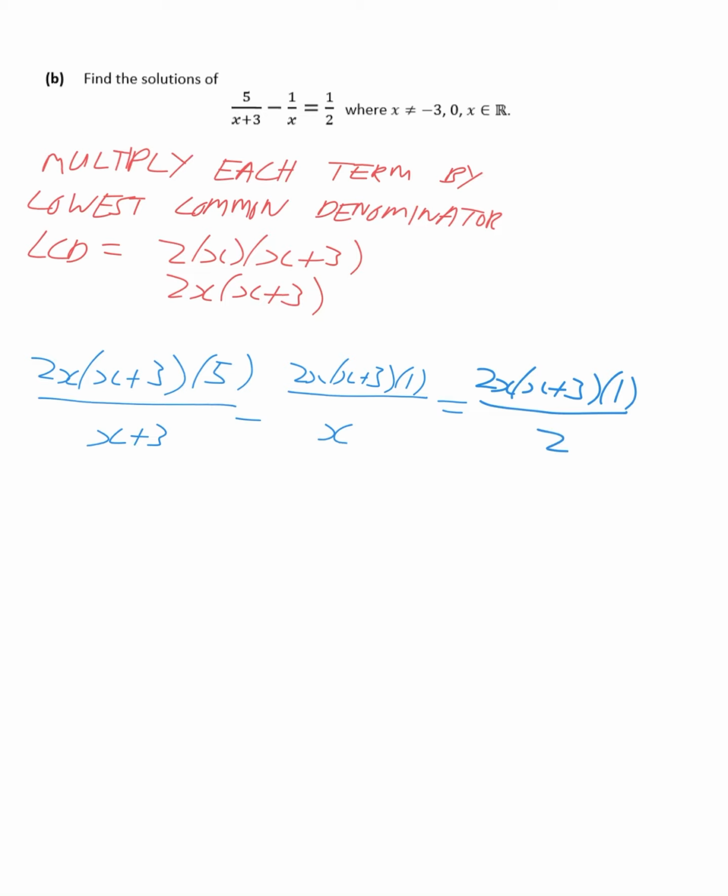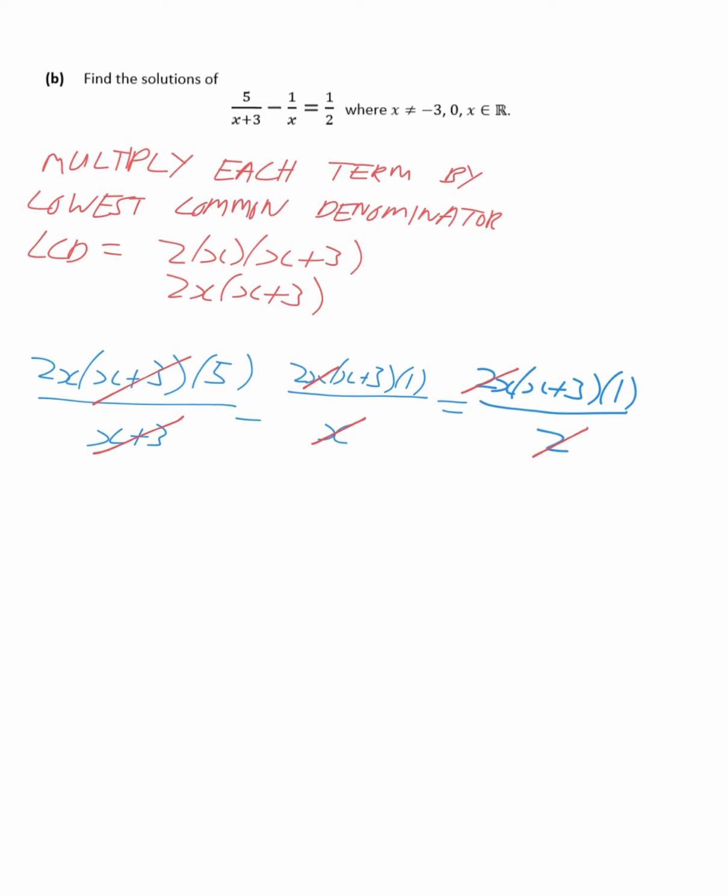Now from here we can simplify. So I can see in the first one here there's an x plus 3 above and below, so let's cancel those. The next one, the x will cancel out with this x here. The last one, the 2 will cancel out with this 2.